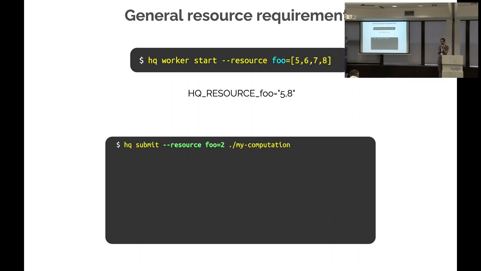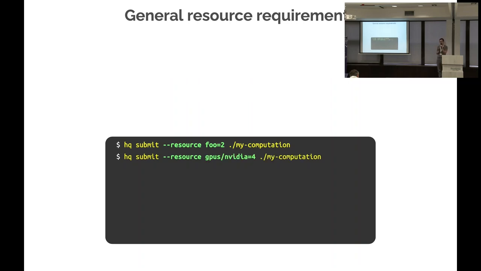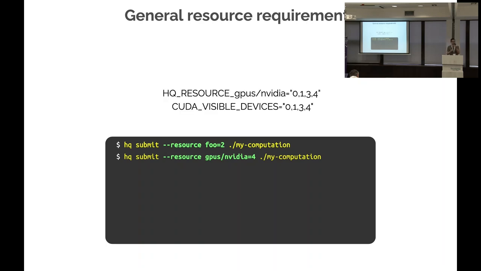I said that the resources are fully general, but there are also some specially named resources that HyperQueue recognizes, and it can do some additional stuff for you to make your life easier. So, for example, if you use the resource GPU/NVIDIA, not only will it do this load balancing as I have described, but it will also set the CUDA visible devices environment variable for you. So by default, your task will use the correct GPUs when it is started. And the same holds for CPUs. So if I use, like, CPUs 4, by default, it will set OMP num threads equals 4. So your task will by default use the correct CPUs that it is supposed to.